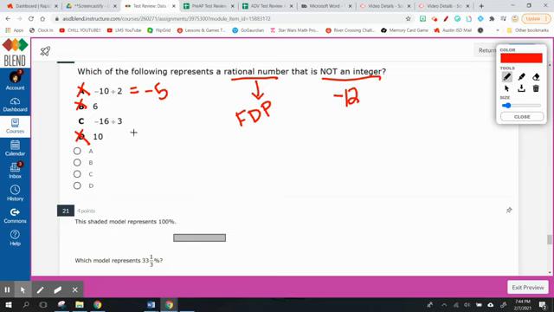Negative 16 divided by 3. Well, you guys, let's think about it. 3 goes into 16 5 times with 1 left over. Bada bing, bada boom. You guys, we have a fraction. Our answer is C. We needed a basic understanding, though, of what makes a rational number rational. That was really important for this one.